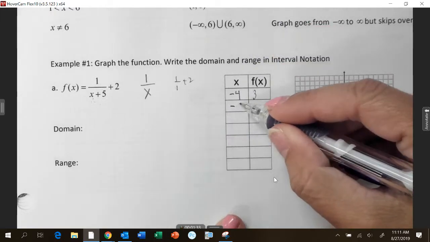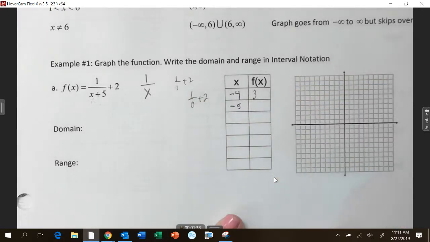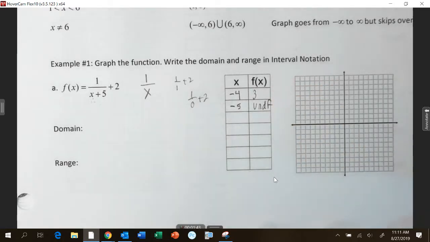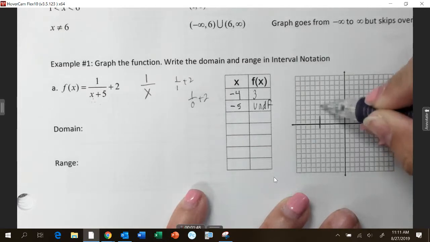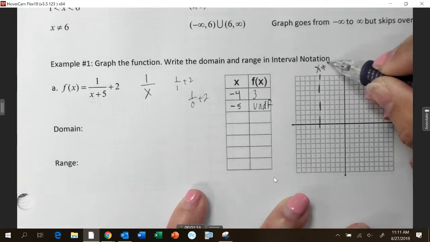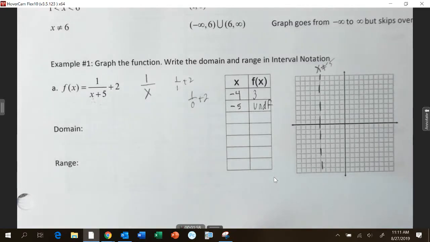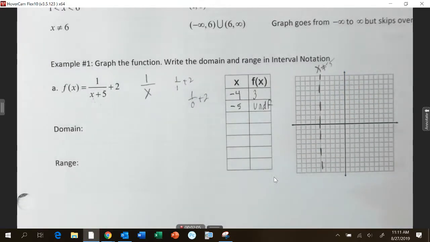-5, because if I plug in -5, I'm going to get 1 over 0 plus 2. And you can't do 1 over 0, so you can't add 2 to it. This is undefined. What that tells me is when x is -5, we have an asymptote. X equals -5 is an asymptote, because x can't equal -5, right? So at x equals -5, we have an asymptote. So as I'm plugging in numbers, or if I'm using a transformation table, either way, we have to figure out that x cannot equal -5.